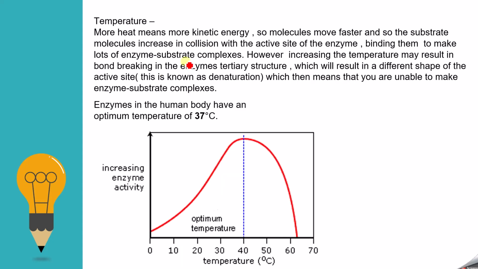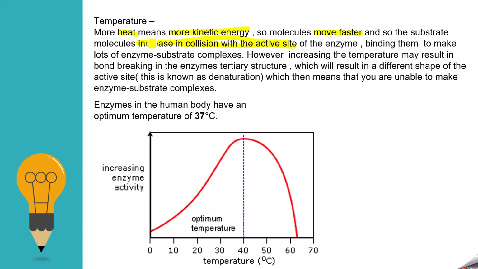So here we're looking at temperature as the first factor which affects enzyme rate of reaction. More heat means more kinetic energy. Now, kinetic energy is basically movement energy. So molecules move faster, and so the substrate molecules increase in collision with the active site of the enzyme, binding them to make lots of enzyme substrate complexes.